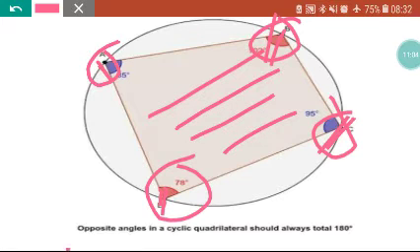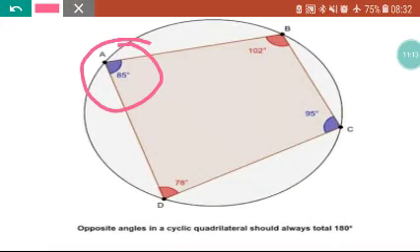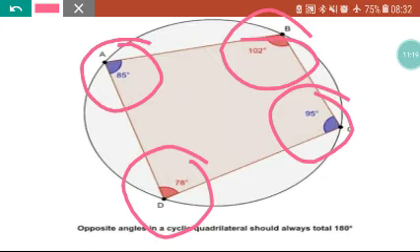And one more thing, the opposite angles of a cyclic quadrilateral should always total 180 degrees. That means, see, 85 plus 95 is 180 degrees. Opposite angle sums to 180 degrees. 78 plus 102 is 180 degrees. So opposite angle sums will always be 180 degrees in a cyclic quadrilateral. These were the main important topics of the circle chapter.